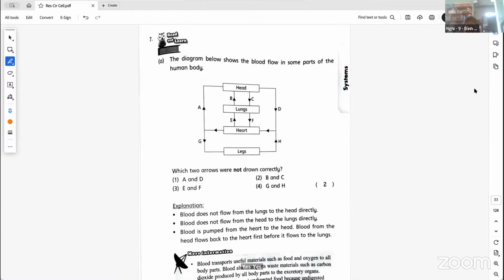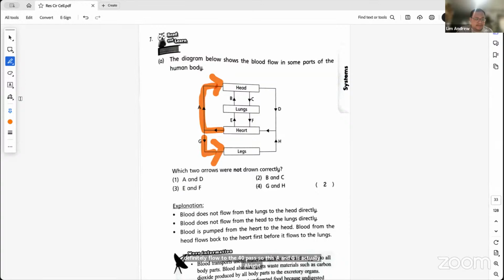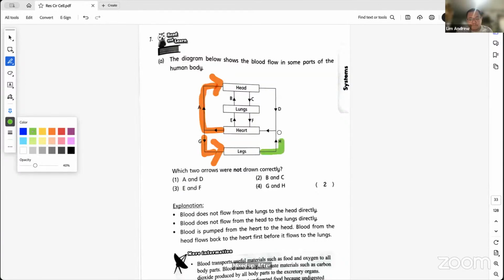I think it's number 2, right? Yes, B and C. Okay, thank you very much. So you see, let us draw using the highlighter first. We know that when the blood comes out of the heart, it will definitely flow to the body parts. So this A and G is actually correct. Next up. After the body part is finished, it will go back to the heart. This is correct.